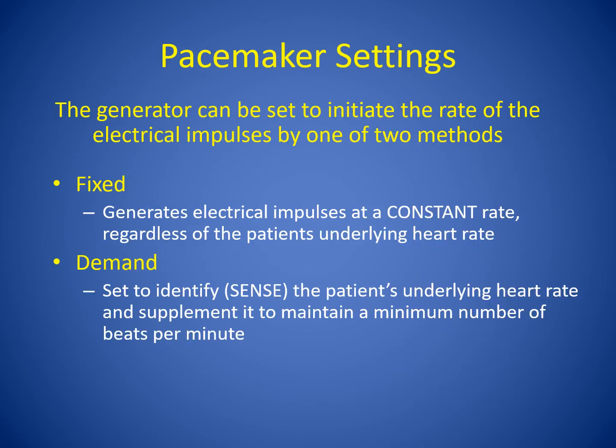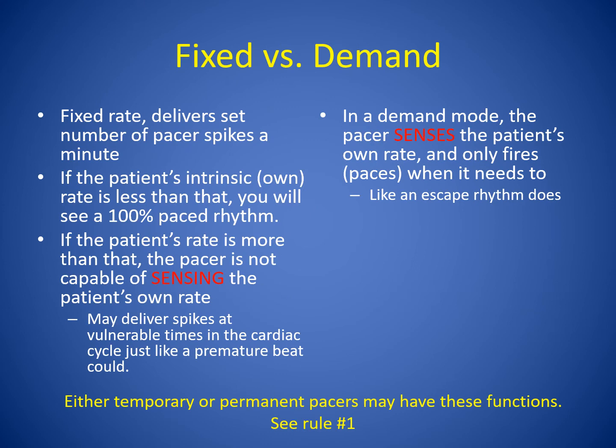For the pacer settings, the generator can be set to initiate a rate of electrical impulses by one of two methods: either fixed, which generates electrical impulses at a constant rate, regardless of what the patient's underlying own heart rate is, or a demand mode, which is set to sense the patient's underlying heart rate and supplement it to maintain a minimum number of beats.